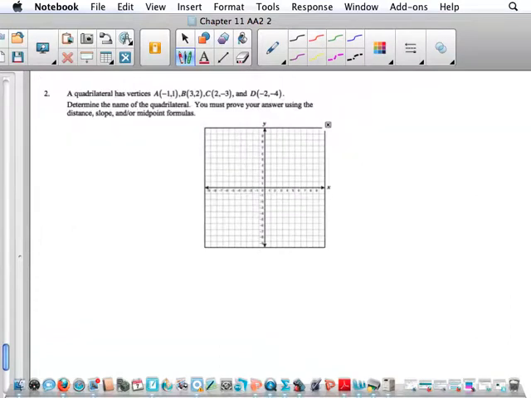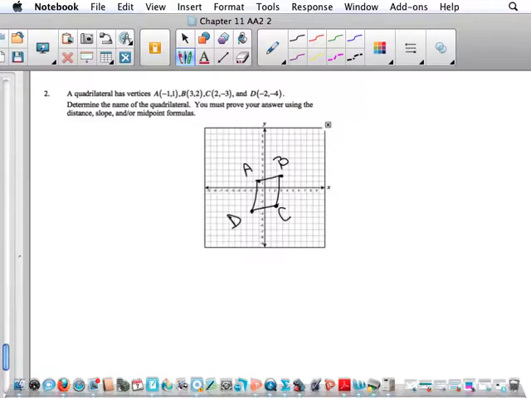Number 2 says a quadrilateral has vertices at -1, 1. So there's A. B is at 3, 2. C is at 2, -3. And D is at -2, -4. And you are asked to determine what this quadrilateral is. When I look at it, I'm pretty sure it's not a square or rectangle. I don't see any right angles there, and you could get that pretty easily.